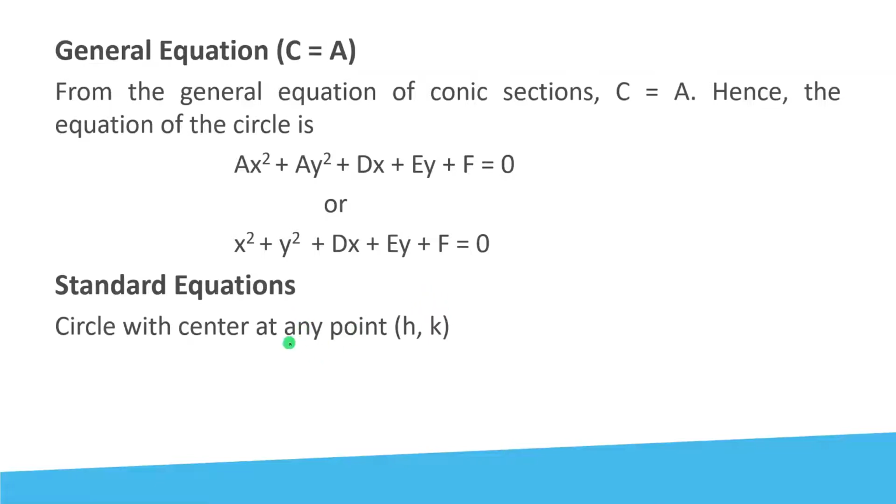For the standard form of the equation of a circle, in making it in standard form, you will be able to determine the center of the circle as well as the radius of the circle. So when we change this general equation to standard form, we should have an equation like this: the quantity x minus h squared plus the quantity y minus k squared equals r squared.